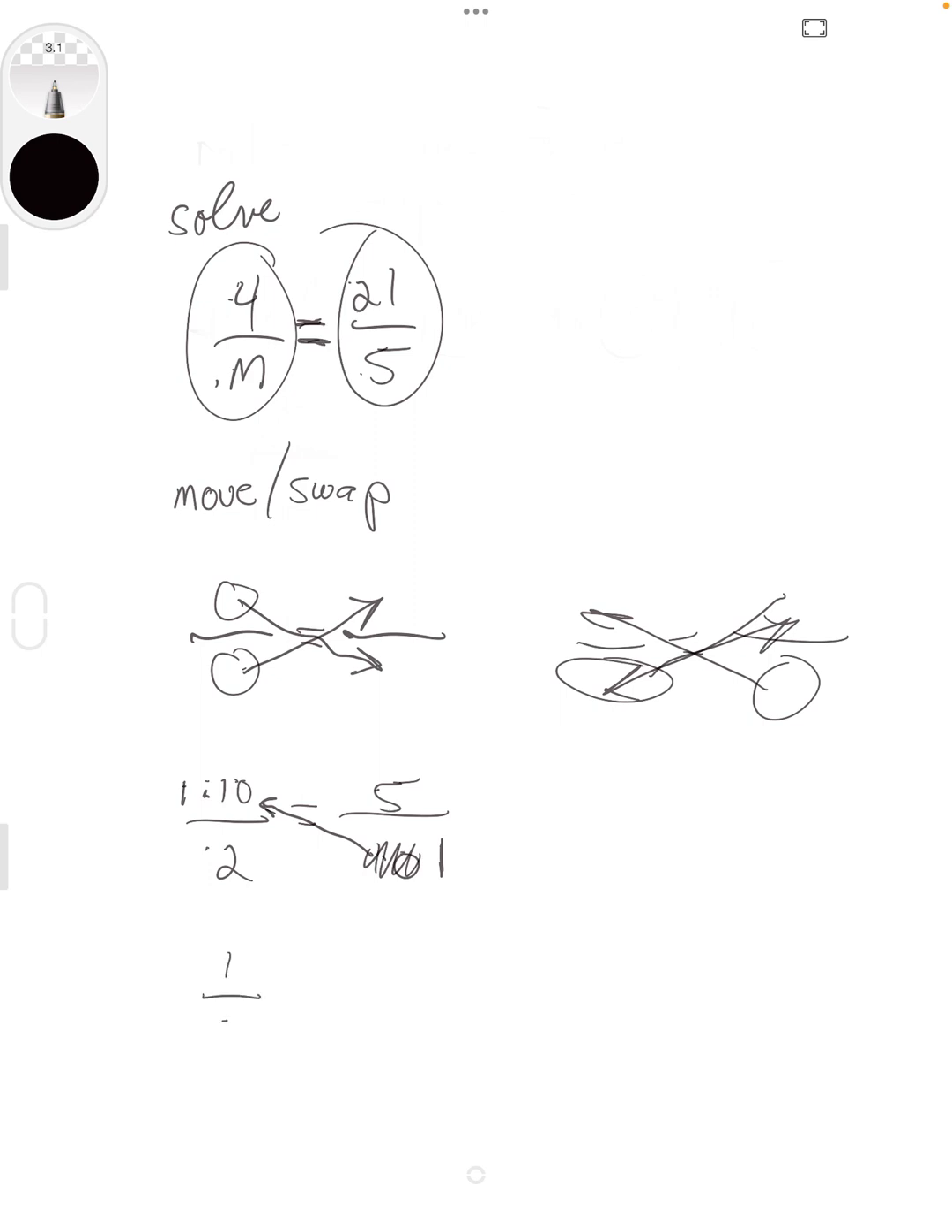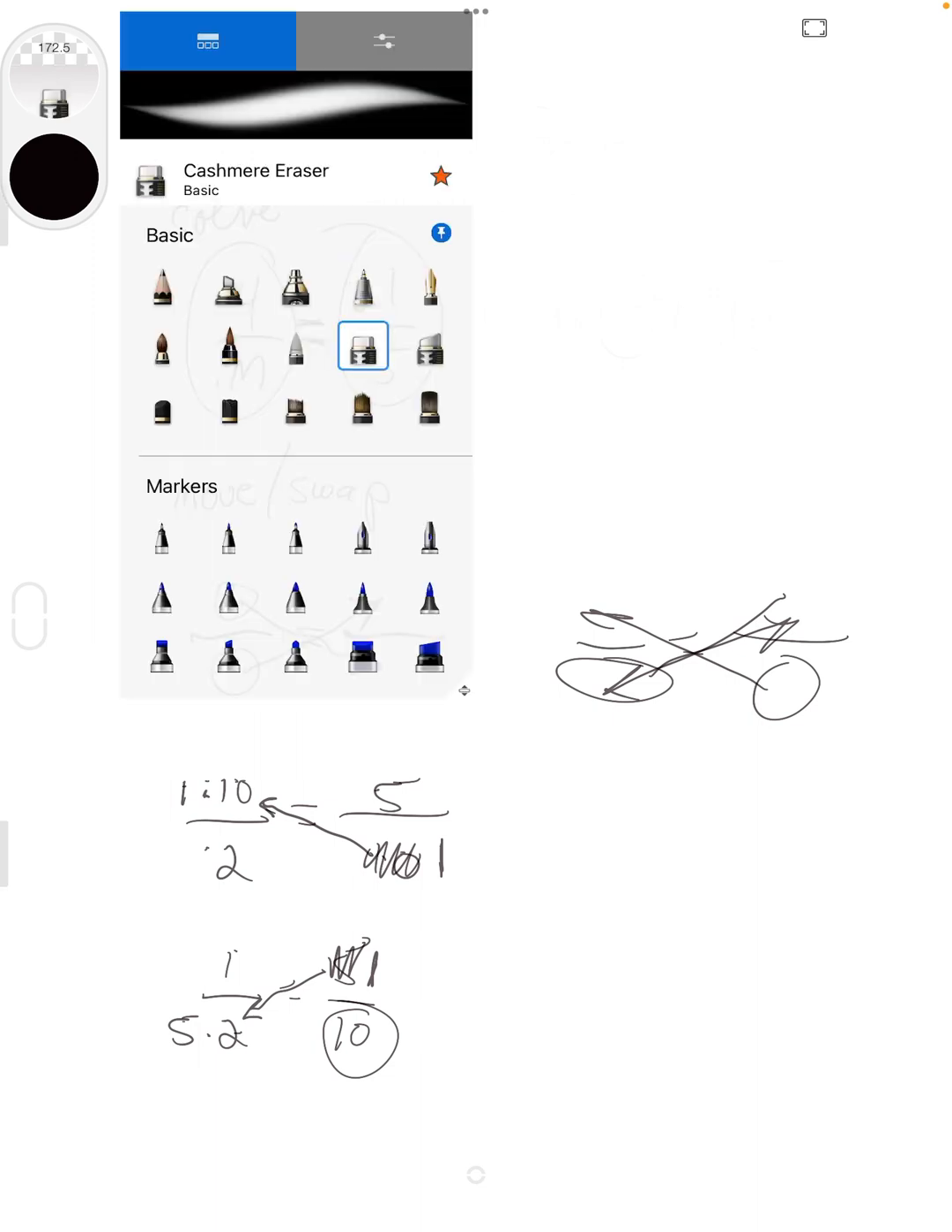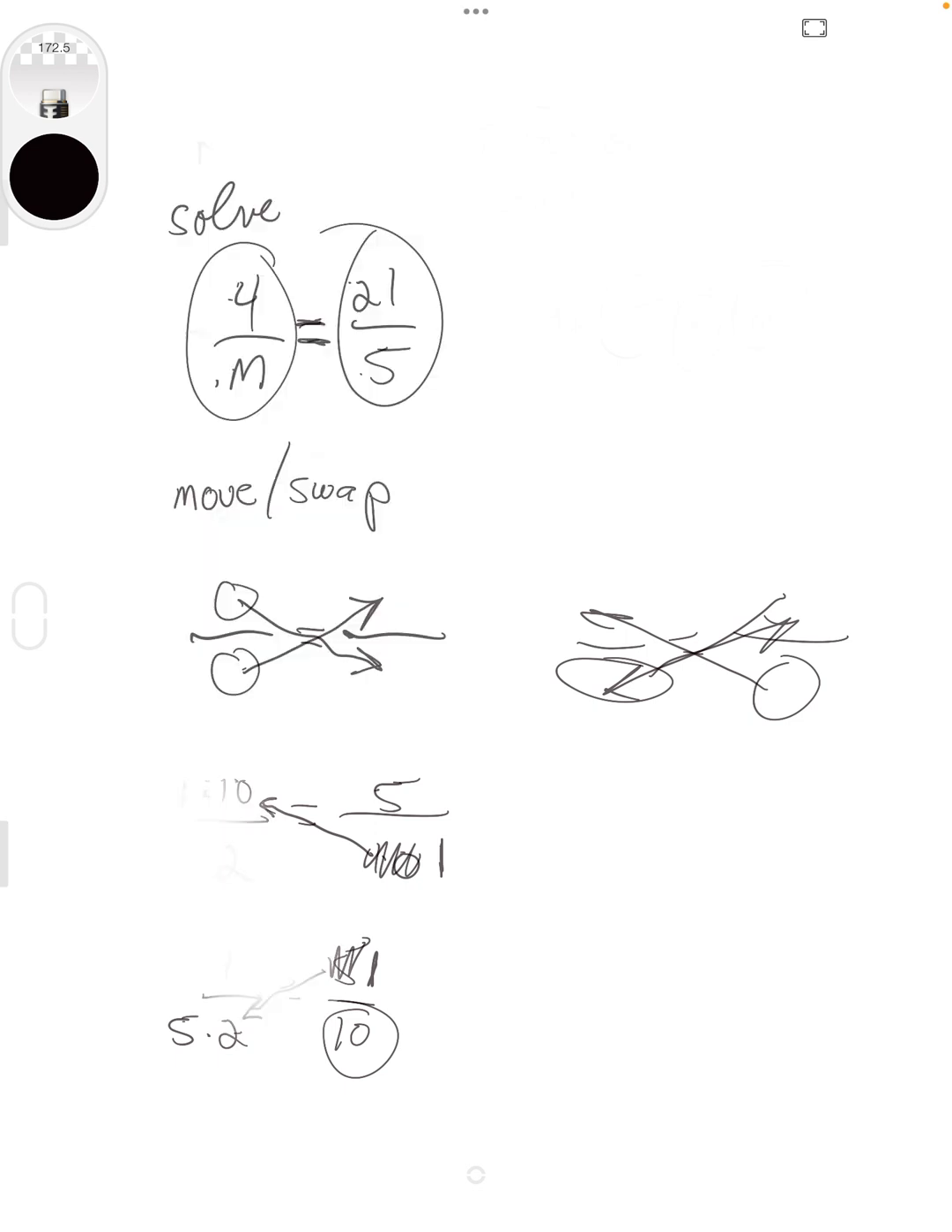Okay, so let's try another one. So let's, again, 1/2 equals 5/10. I can also move them another way. So let's say I move the 5 this way. This becomes a 5 times 2, and when you move something, you replace it with a 1. So 1 over 5 times 2, which is 10, equals 1/10. So moving is a valid way to help you solve these problems.